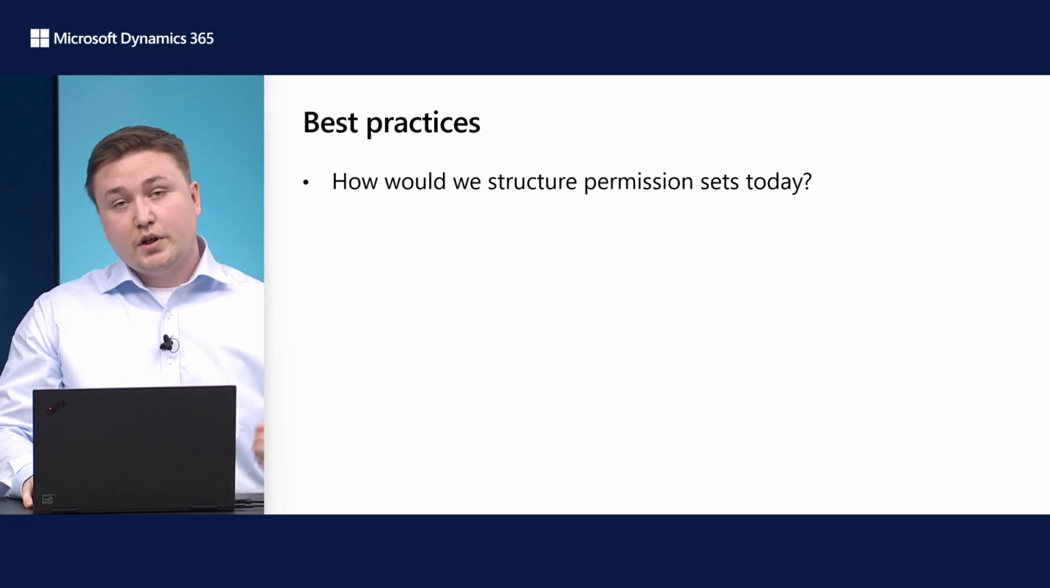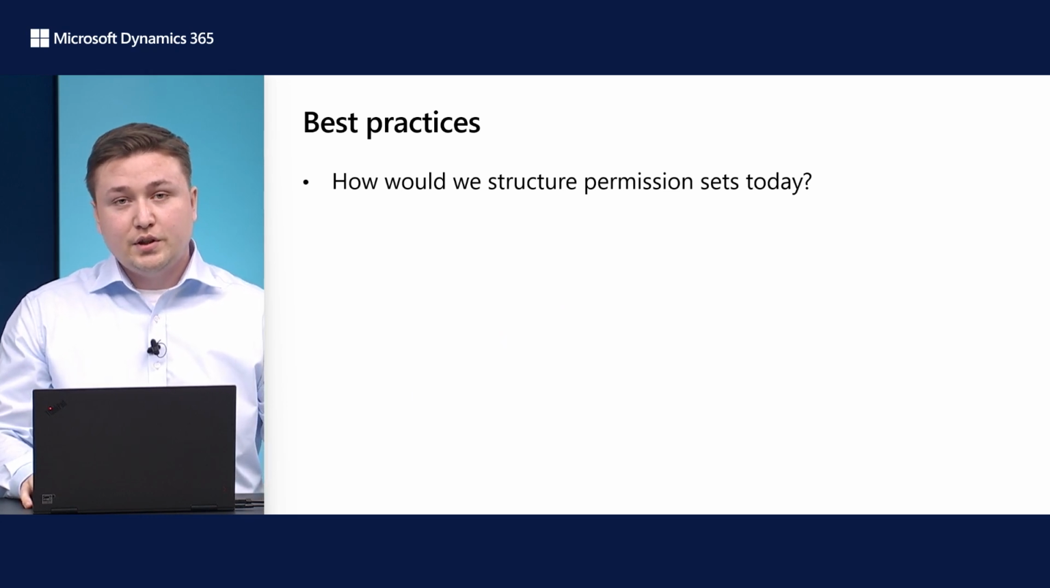Thanks, Damian. Now let's go over some best practices of how to structure your permission sets with composability and all of these new tools in mind. Now we do know that our permission sets are not split into these perfect small componentized sets that you can easily pick from. But if we were to rebuild our existing permission sets today, how would we go about it?